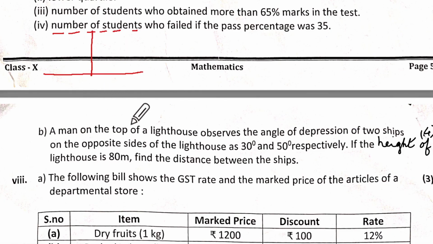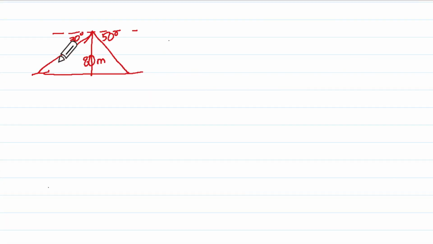Okay, and then the angle of depression of two ships on opposite sides, so this will be 30 degrees, and here it will be 50 degrees. The angles of depression are given and the height is 80, so this is 80 meter, and they are saying find the distance between the ships. So we'll take tan equals opposite upon adjacent.